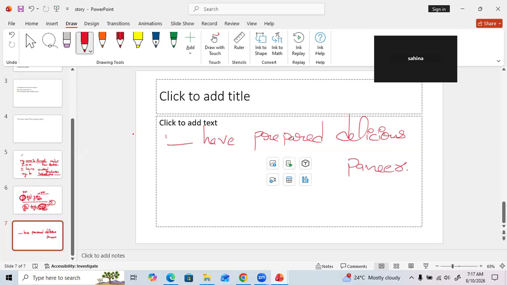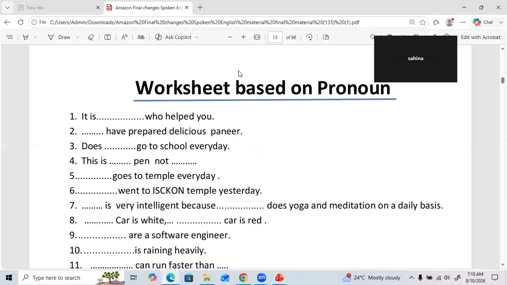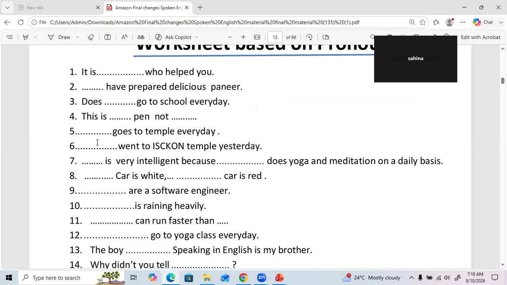So here, what can be the pronouns? So the answer can be either I have, we have, you have, or they have. But except these four, you can't use any. Even he have, no, that's wrong. She have, no, that's wrong. So you have to use only I have, we have, you have, and they have. In the same way, I'll just forward you the worksheet, and based on this, you just need to answer all the possible answers.